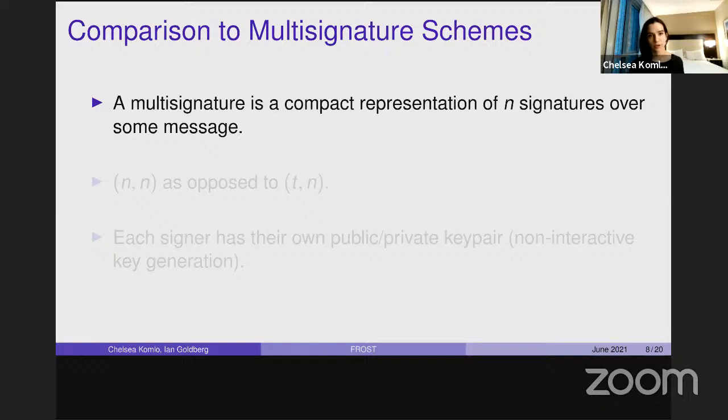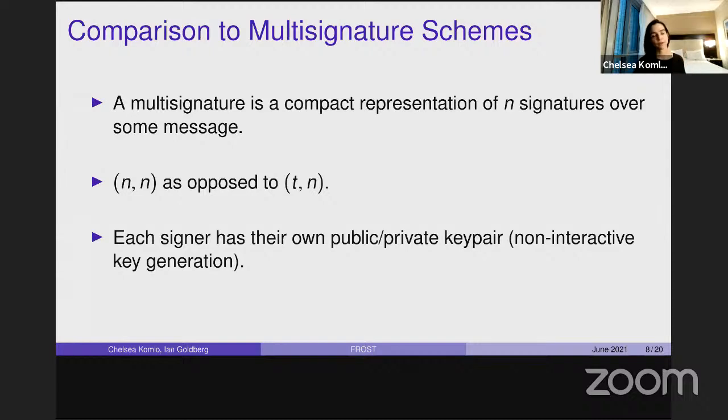Essentially a multi-signature is a compact representation of n signatures over some message. And some multi-signatures are fully compatible with signature schemes like Schnorr in the same way that Frost is. But an easy way to remember the differences between threshold and multi-signature is n out of n. So you require n signers out of n possible signers, and threshold is t out of n.